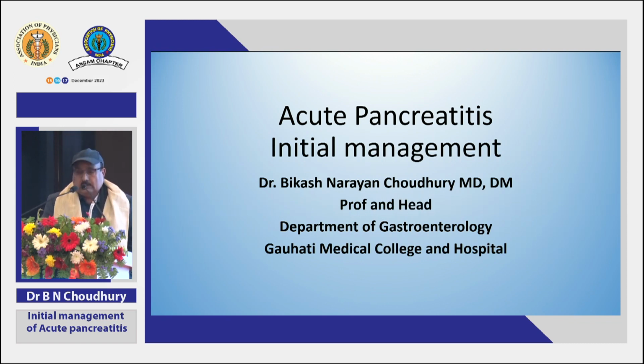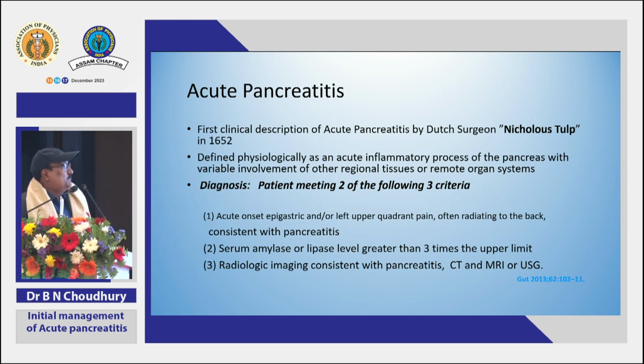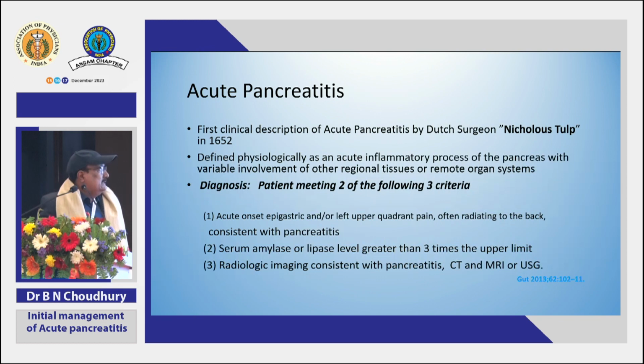The term acute pancreatitis was first described by Nicholas Tulip in 1652. Basically, he gave the physiological definition. It is an inflammatory process involving the pancreas and variable extent of involvement of the locoregional organs. And at that time, different definitions for diagnosis were used. X-ray and CT scan were not there, even ultrasound was not there, only autopsy and operation.